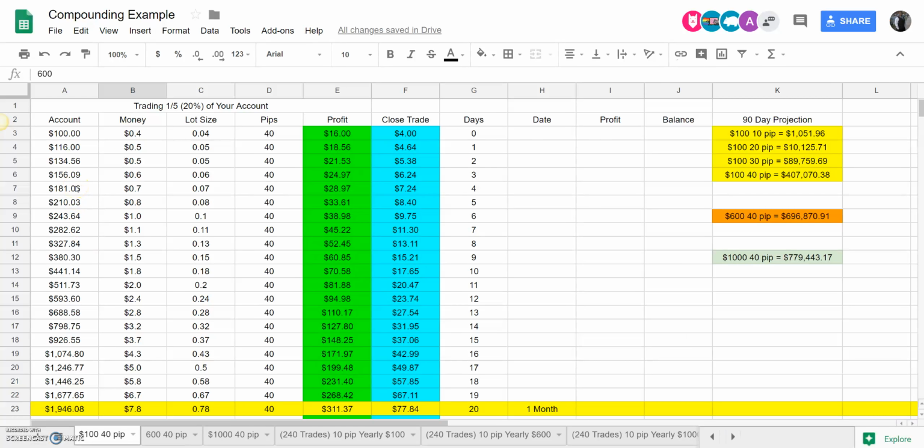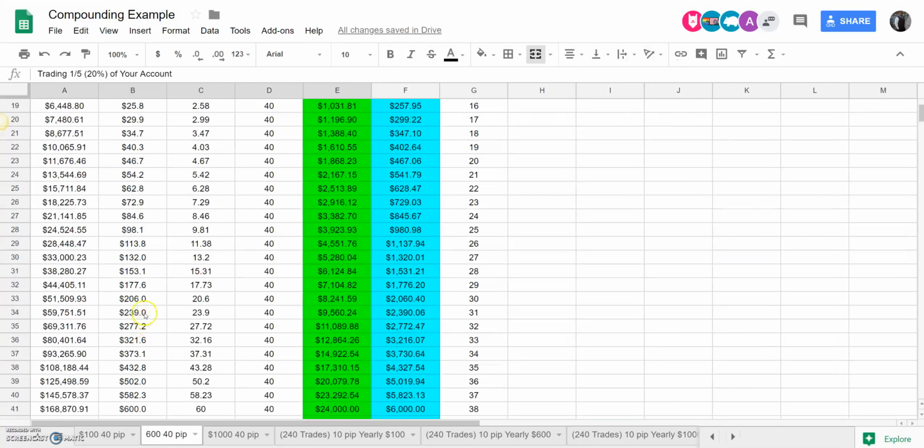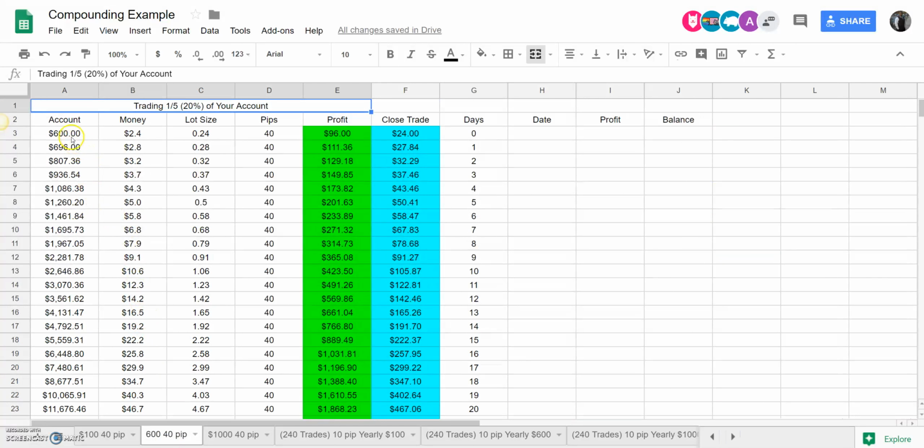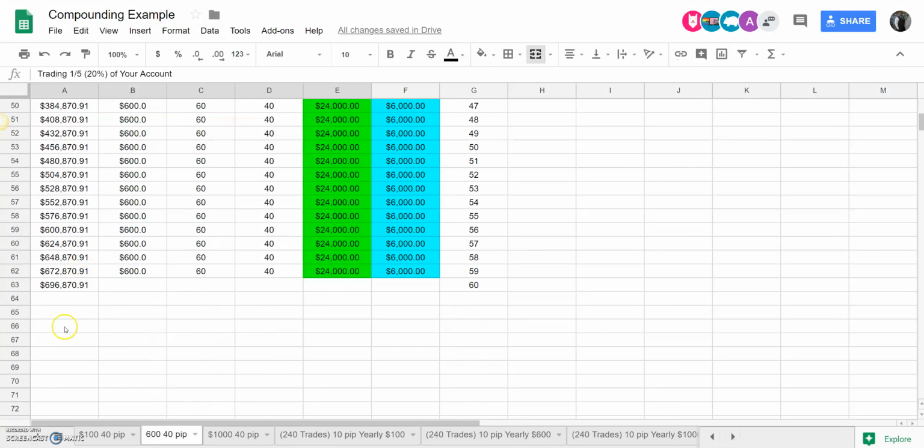So you might be wondering, what if I start with more? All right. Well, here is the exact same example starting with $600. If you started at $600 and you followed the exact same strategy I just told you about, putting the trade in 4 times, at the end of 90 days, you'll have $696,000. It's almost $700,000 in a 90-day period.